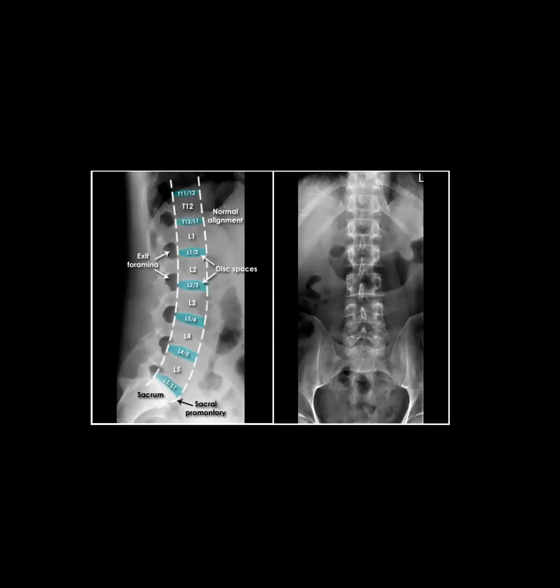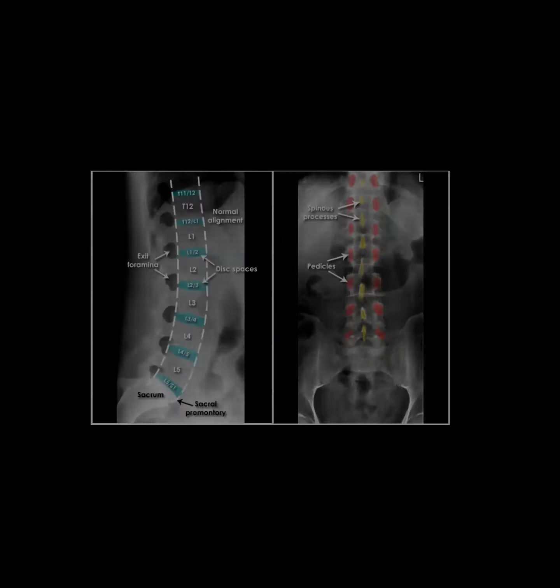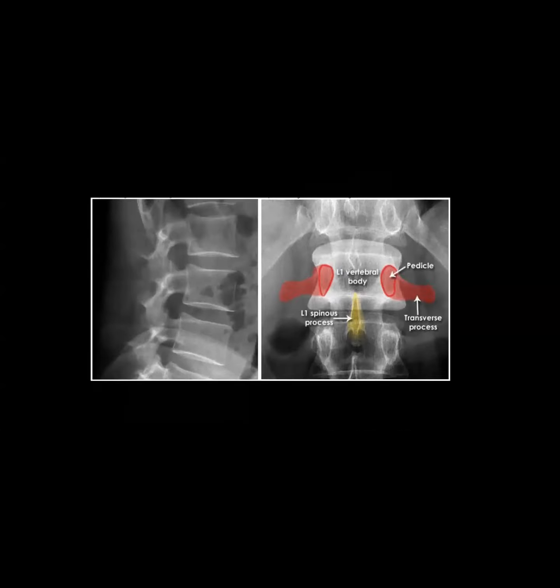Here, lateral and frontal X-ray of the lumbar spine showing the normal alignment and normal disc spaces. The spinous processes in yellow and the pedicle in red color. In more magnified view, here the pedicle and the transverse processes and the spinous process in yellow color. And here the parts of the vertebra.